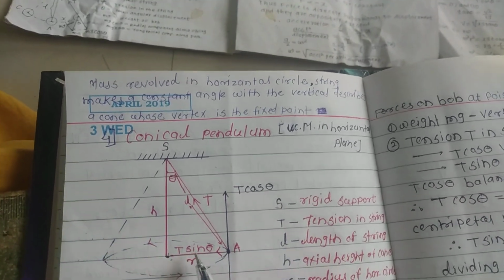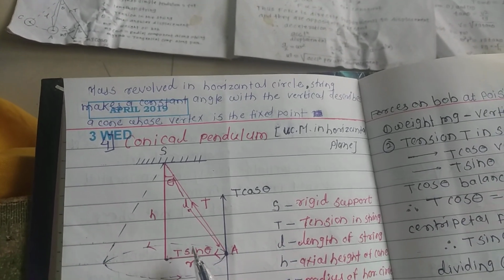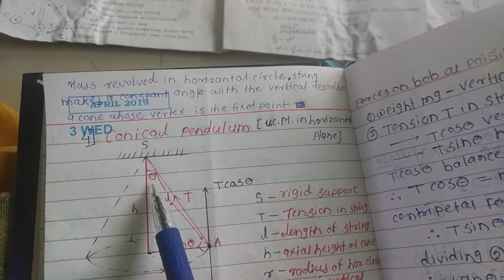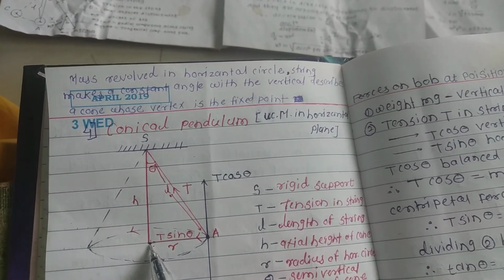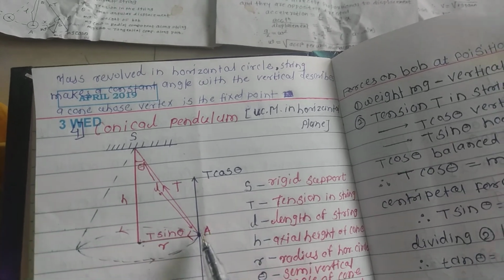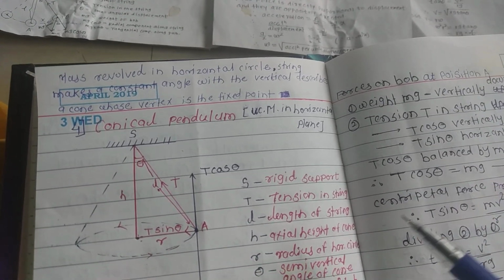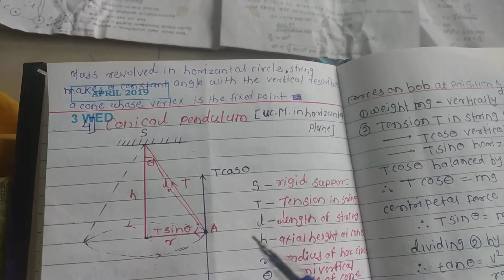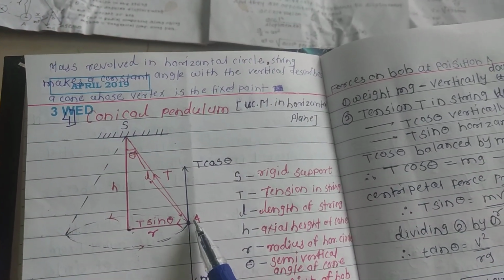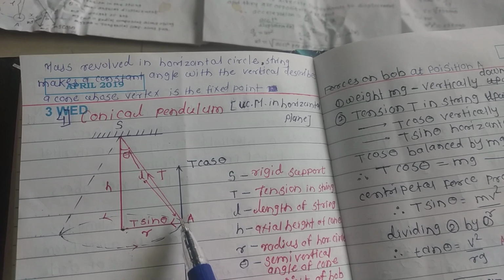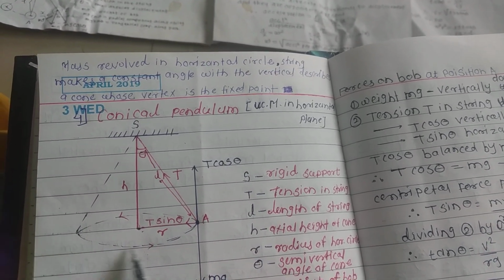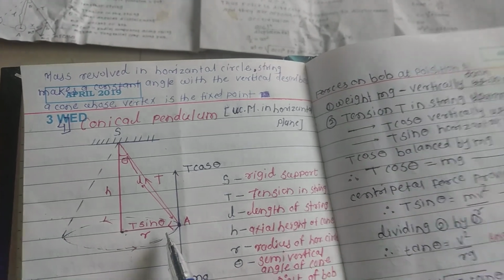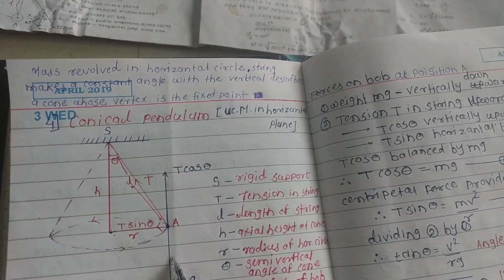Again we will describe the diagram for your understanding. S is a rigid support. Theta is the semi-vertical angle made by the string with the axial height. L is the length of the string. That string is a lightweight, extensible string from the rigid support. At the other end the sphere is attached. That sphere is going to wheel around a horizontal circle. R is the radius of that horizontal circle. Mg is the weight of the bob.